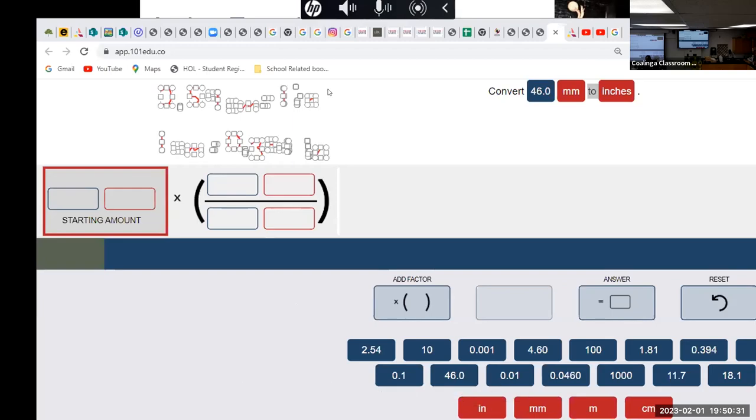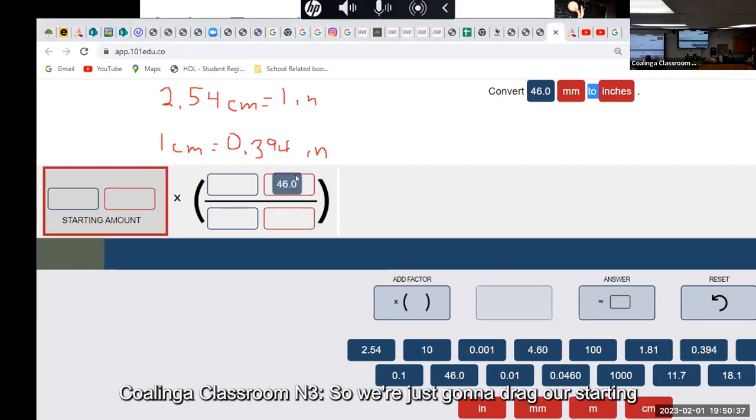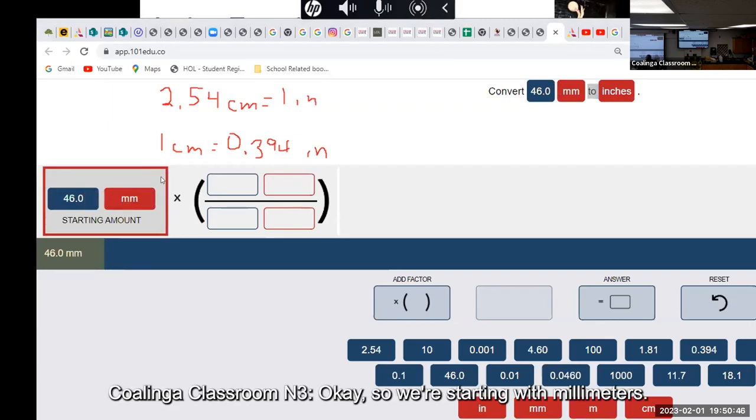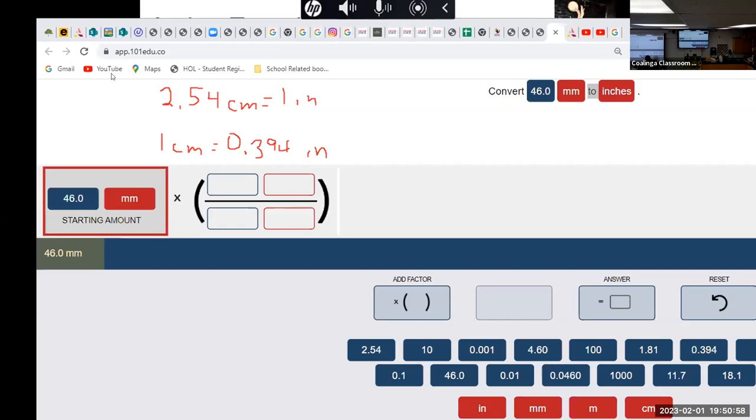Okay, so in your homework assignment, it's a drag and drop type of situation. So we're just going to drag our starting point. Okay, so we're starting with millimeters, but we know centimeters. What is the conversion between millimeters and centimeters? How many millimeters will equal 1 centimeter? Okay, we have 10 millimeters equals 1 centimeter. Thank you, Yolanda.